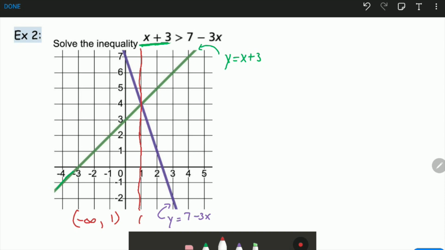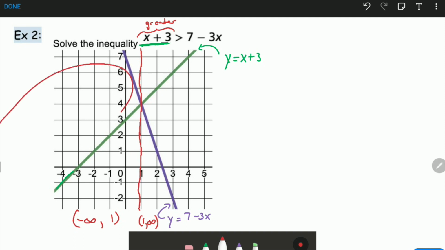And we have 1 to infinity for the other one. Kind of read that a little bit close. It's still parentheses again because we just have the greater than sign. Now if we look at the inequality here, it helps to figure out which one is supposed to be greater than. So x plus 3 is the greater. So we're looking for the regions where x plus 3 is higher than the other equation. So we want the green one to be above the purple one.